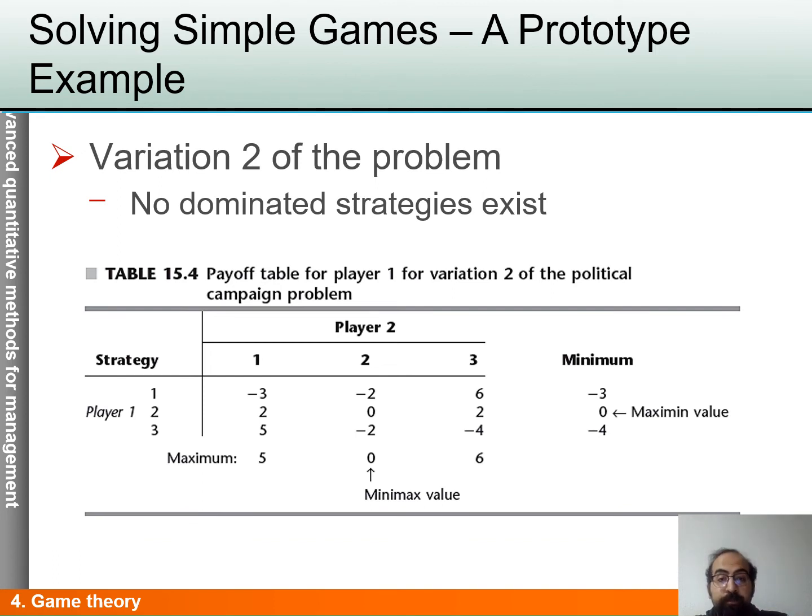For example, -3 is better than -2, but 2 is worse than 0, while 5 is worse than -2. So all the elements are not dominant over the other one. If you check, there isn't any dominated strategy.